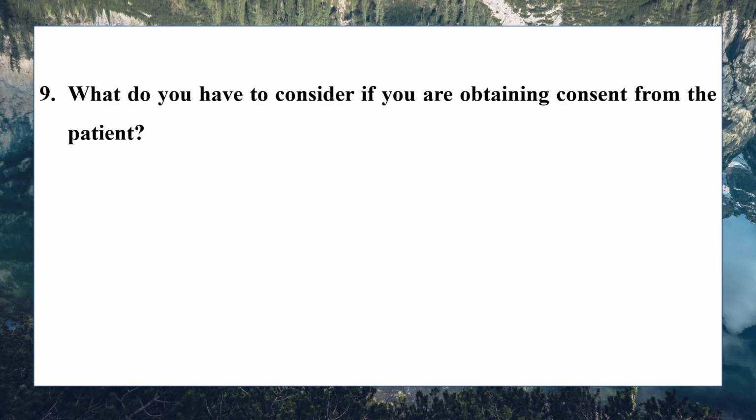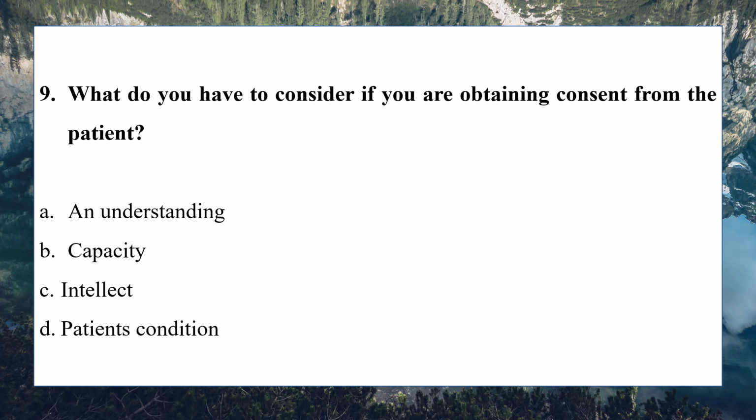What do you have to consider if you are obtaining consent from the patient? Option A. An understanding. Option B. Capacity. Option C. Intellect. Option D. Patient condition. Answer is B. Capacity. So whenever you are obtaining consent from the patient, you have to consider mental capacity of patient to give consent.